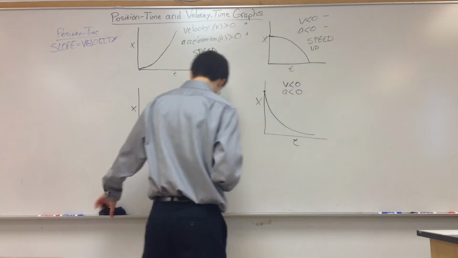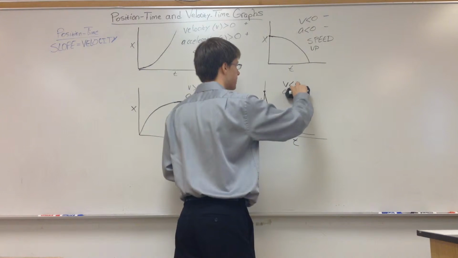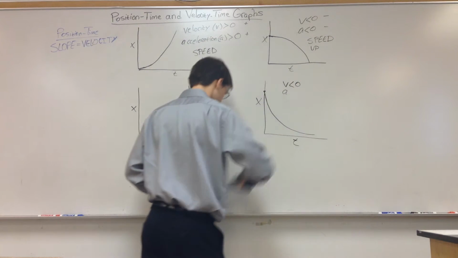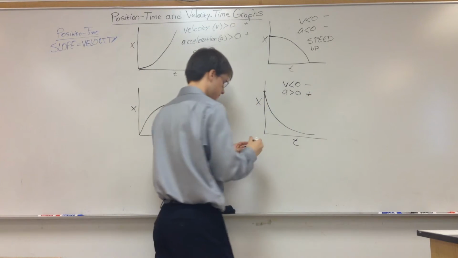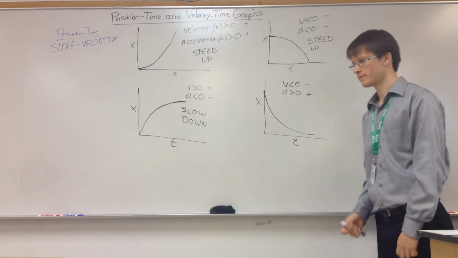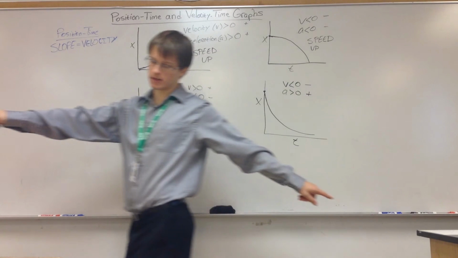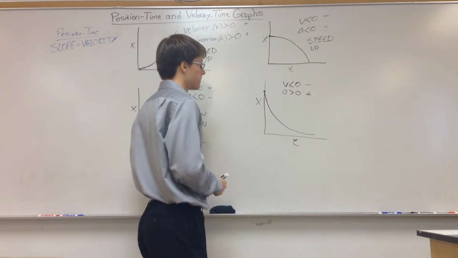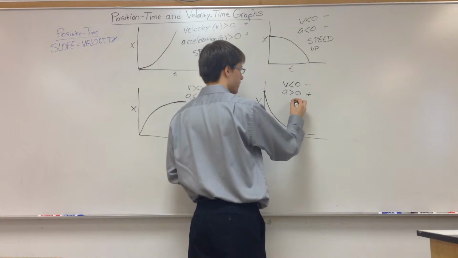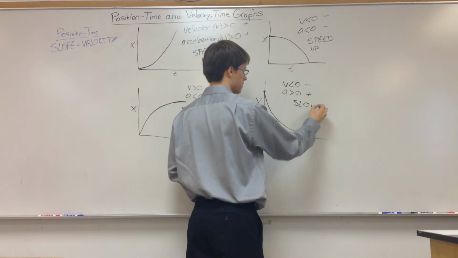Acceleration is greater than 0, positive, because I'm slowing down here, right? So this is minus, plus. So we start here, I'm moving this way, but I slow down and stop. So, here we have a positive acceleration, and we're slowing down.